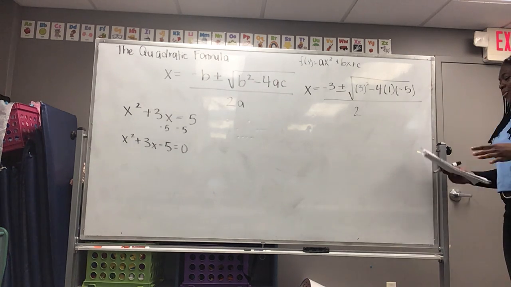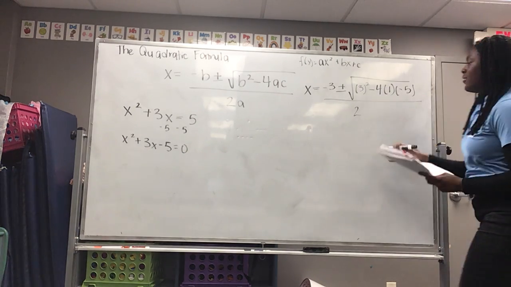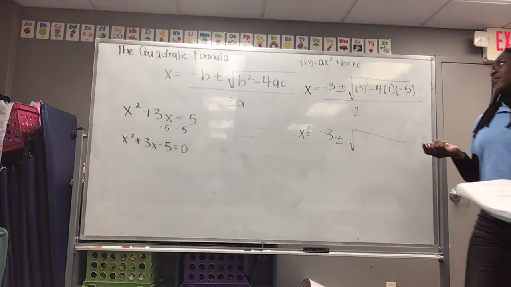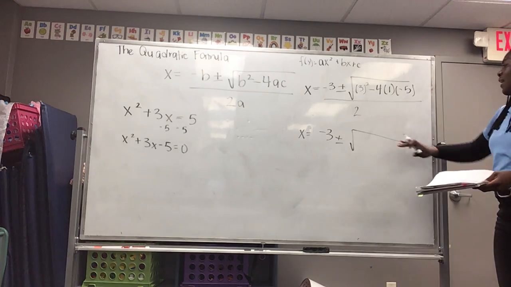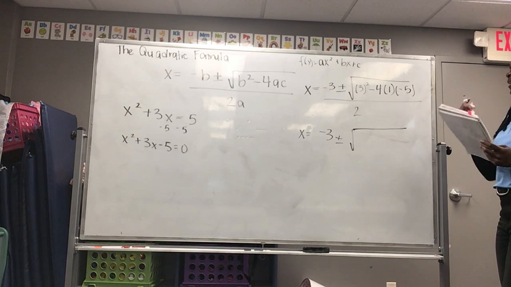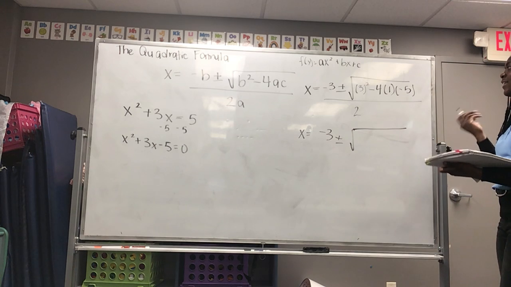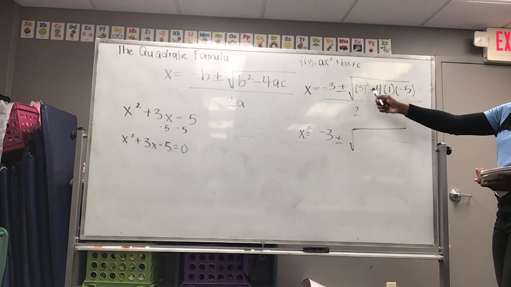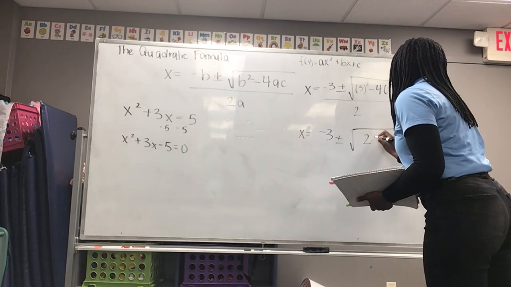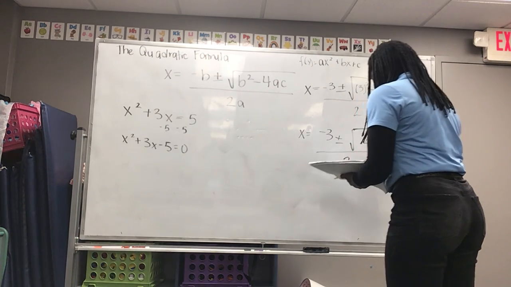Okay, so now that we're at this point, what we're going to do next is simplify. I'm going to start with what's under my square root. I'll leave the negative 3 plus or minus on the other side. So under my square root is 3 squared, which is 9, and then minus 4 times 1 times negative 5. The 1 doesn't really do anything in multiplication, so 4 times negative 5 is negative 20, but then it's a negative negative, so it actually becomes 9 plus 20. So under my square root is 29, and then over 2.